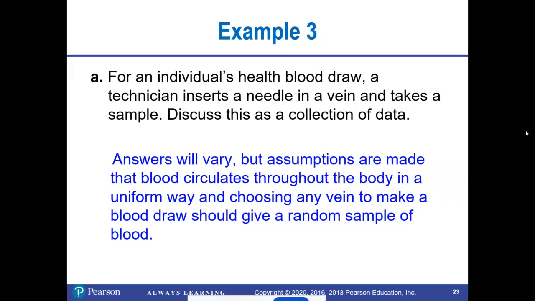Okay, assumptions are made that blood circulates throughout the body in a uniform way, and choosing any vein to make a blood draw should give a random sample of the blood.